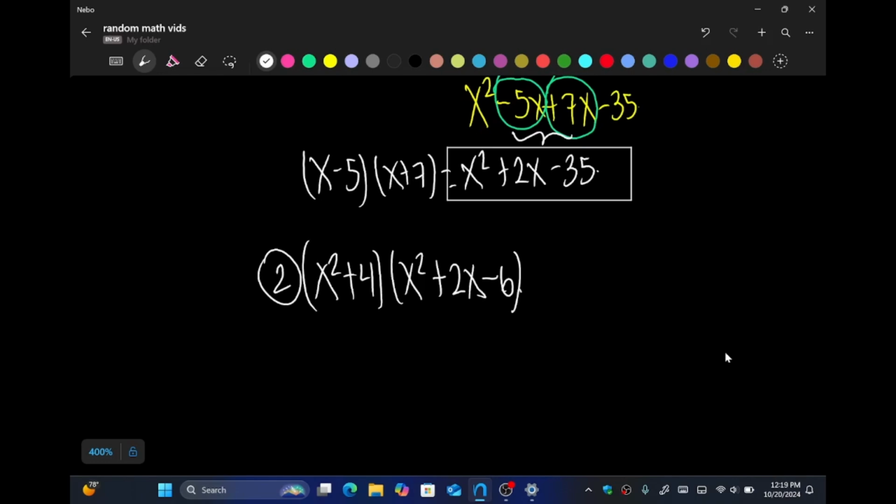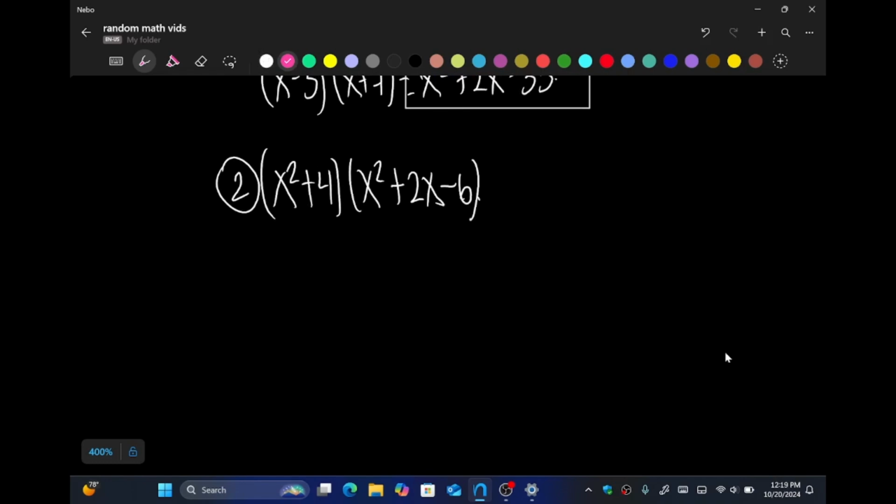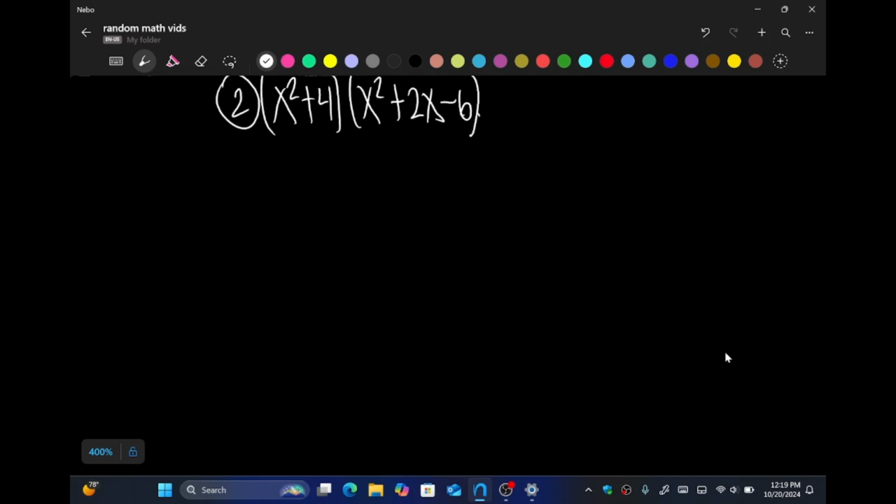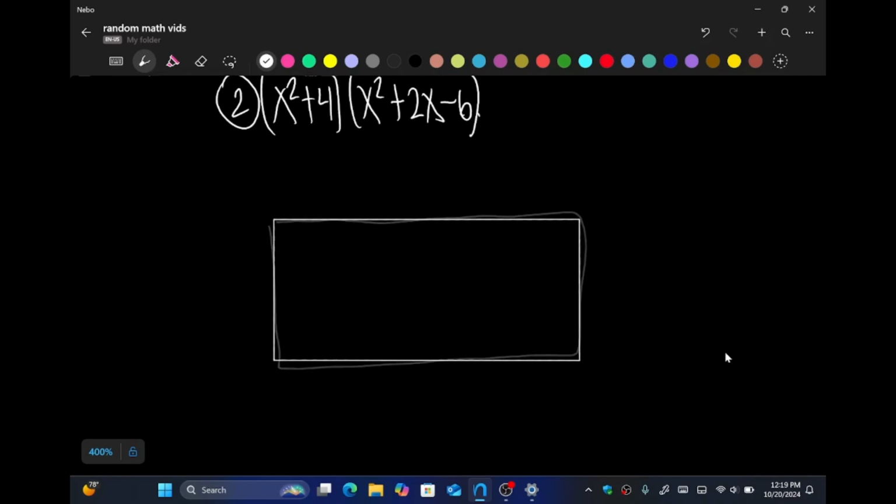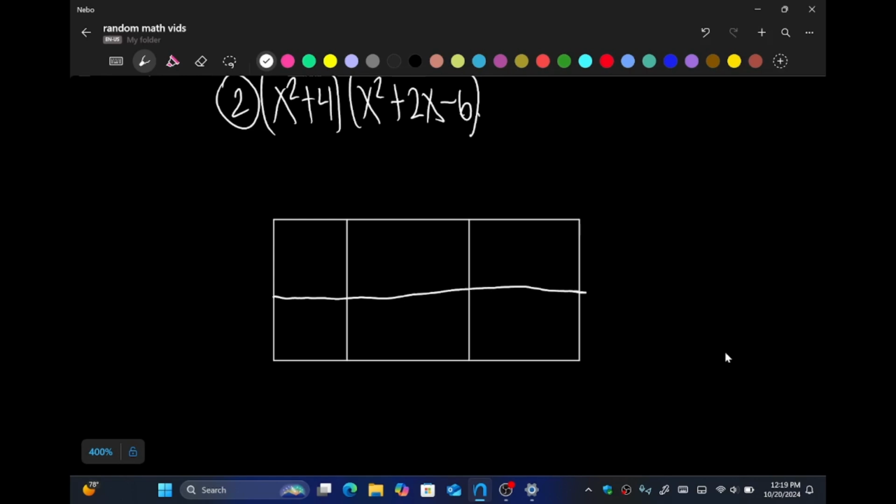Okay, so here we're going to do x squared plus 4 times x squared plus 2x minus 6. Usually I like to do the x squared plus 4 on the left side, and the x squared plus 2x minus 6 on top. I like to do it that way. I'm gonna do a 2 by 3 box, so we're just gonna do that here.